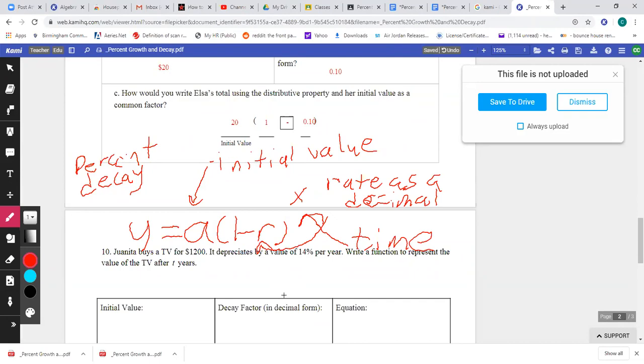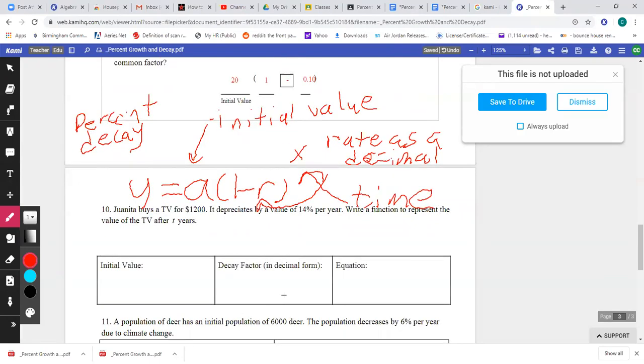So, number 10. Juanita buys a TV for $1,200. It depreciates by a value of 14% per year. If you don't know what that word depreciates means, it means it lowers in value. For example, when you drive a new car off the lot, it already starts depreciating. It's not going to be worth as much as it is when it's on the lot. Depreciates is what you call something losing value.